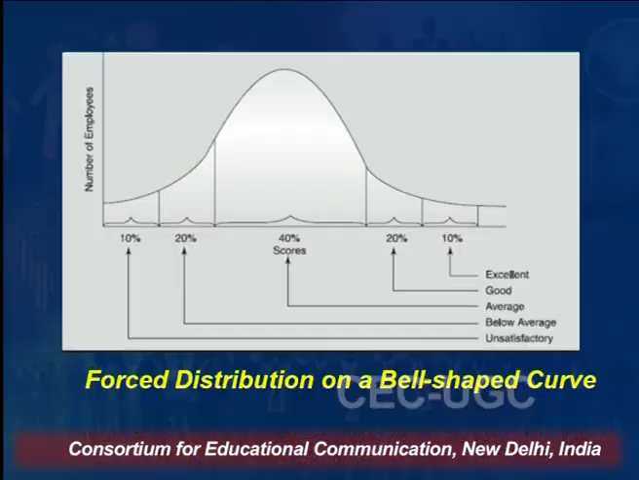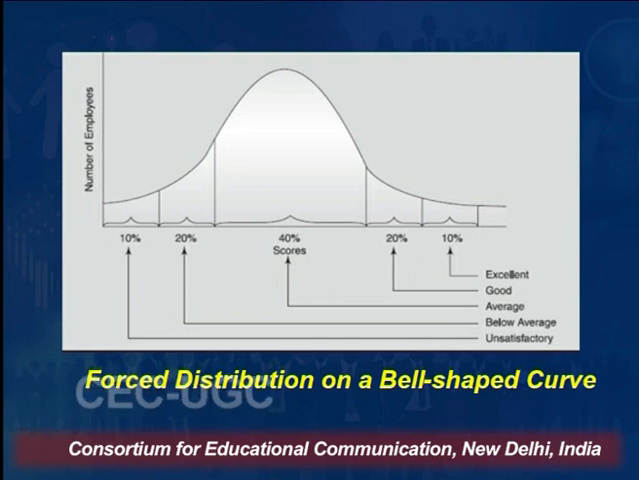Here you can see the forced distribution on a bell-shaped curve. You can clearly see that this bell-shaped curve shows the performance levels of employees, and only 10% people are excellent and 10% again are unsatisfactory. If you see the level of performances that are good, it is 20%, and 40% is given to average performers. That means 40% of the employees are performing average.